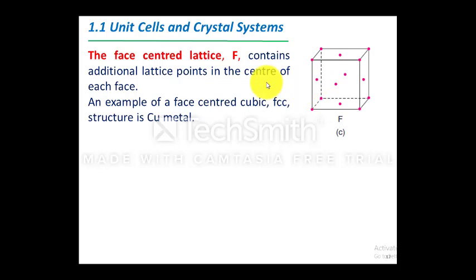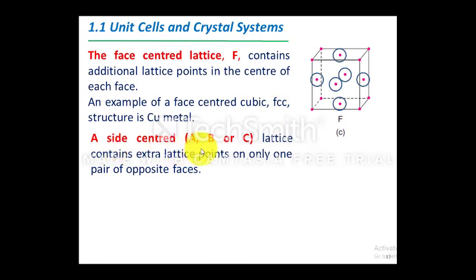If this lattice contains additional lattice points in the center of each face, these are additional points in the center of each face. You can see this is the lattice point at the center of the lower face. This is the additional lattice point at the center of the upper face. This is right, front and back. This is an example of a face-centered cubic system. We also say that this is an FCC structure, and this is an example of copper metal.